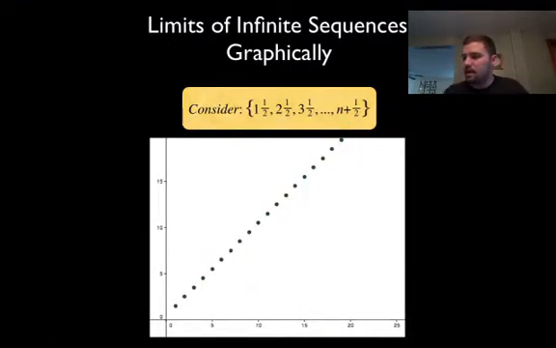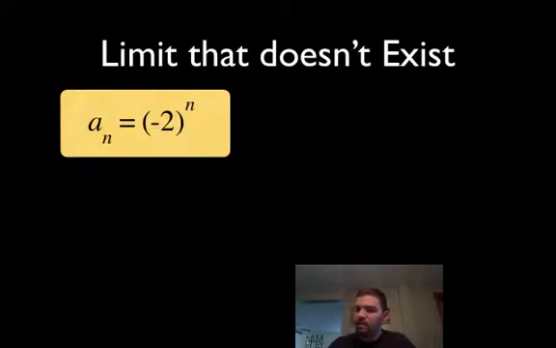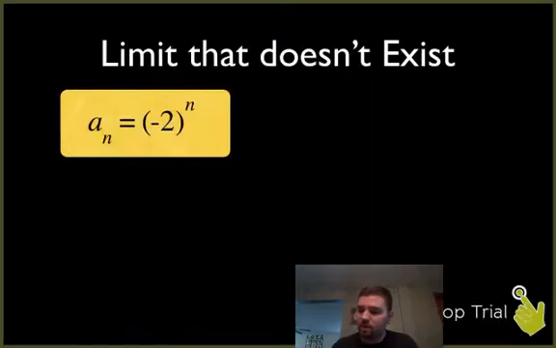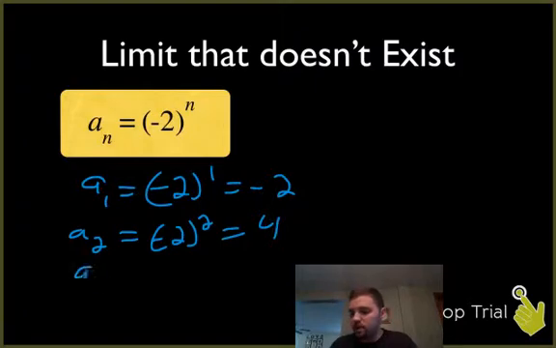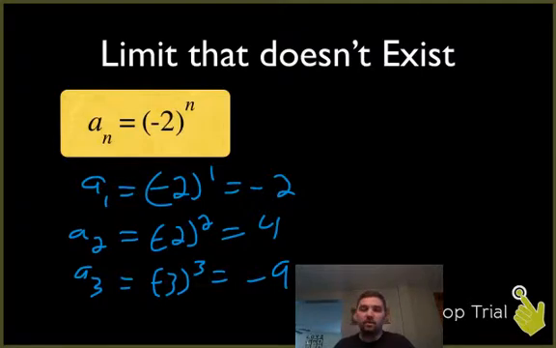All right. And one more, if we look at the limit that doesn't exist, so consider a sub n equals negative 2 to the n. Notice that a sub 1 is equal to negative 2 to the 1, which is negative 2. A sub 2 equals negative 2 squared, which is a positive 4. A sub 3 equals negative 2 cubed, which is negative 8, and so on. So this is going negative, positive, negative, positive, negative, positive. So this is not going to approach anything, I don't think.